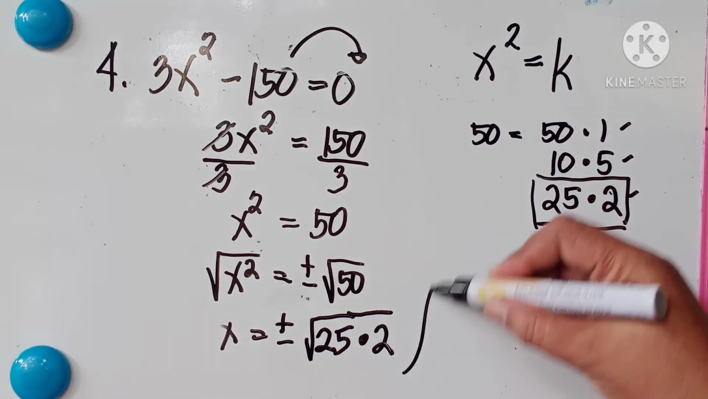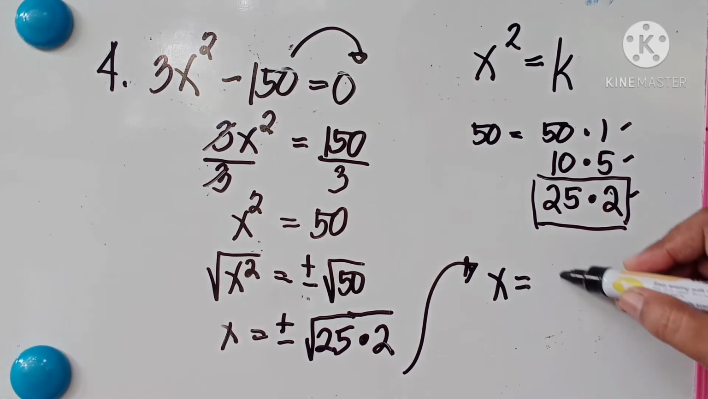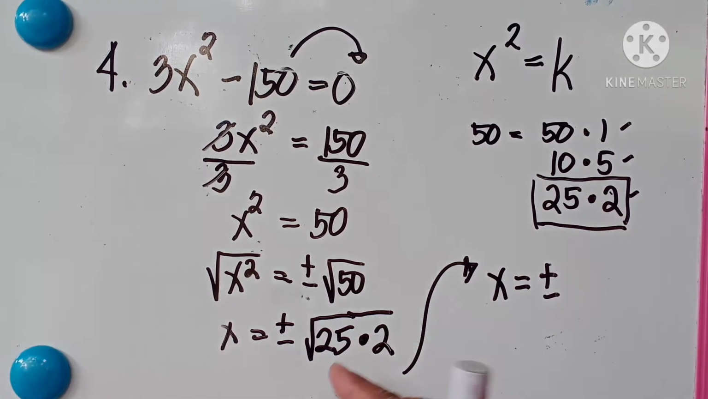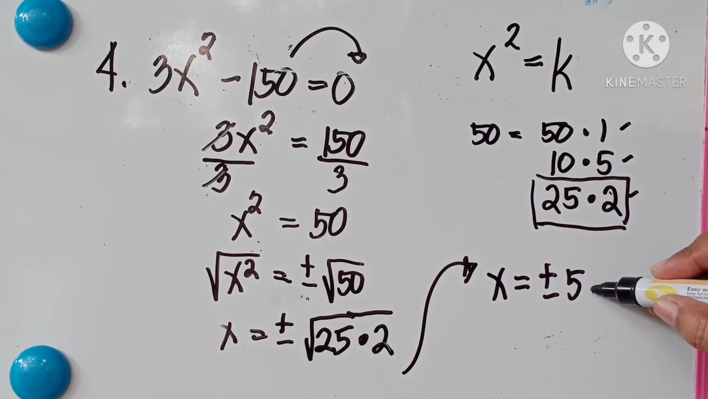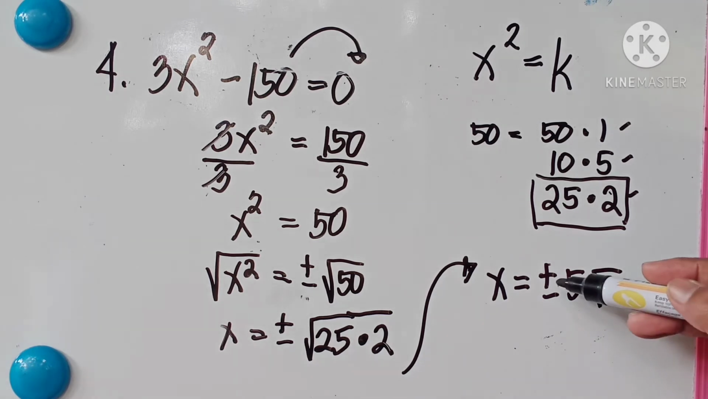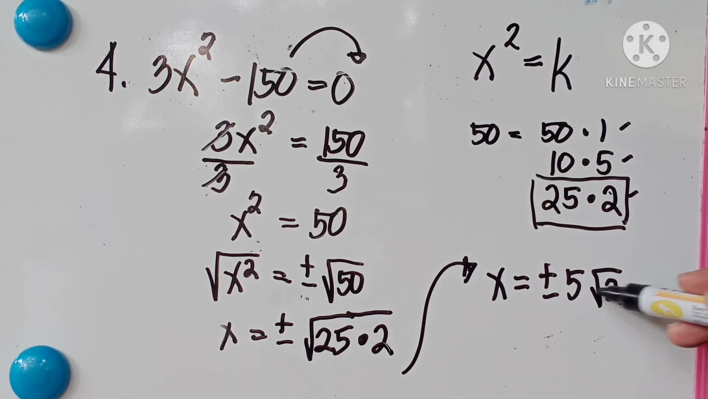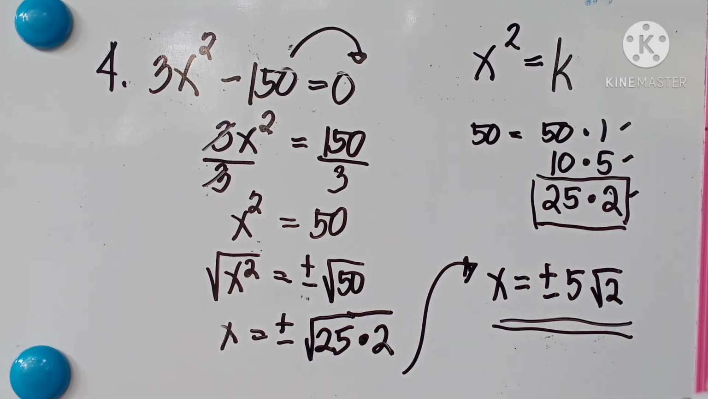Now, we have x is equal to positive negative square root of 25 is 5, then square root of 2. So, meron tayong dalawang irrational number dito, no? We have positive 5 square root of 2, then negative 5 square root of 2. So, yan yung dalawang values of x.